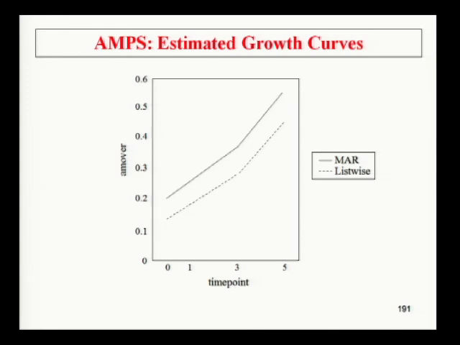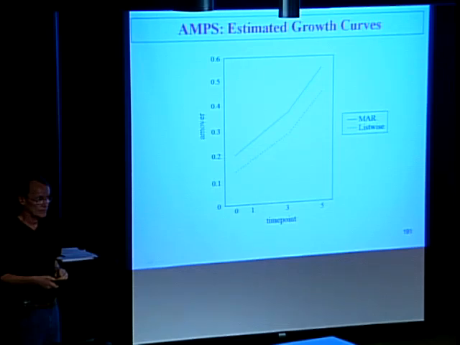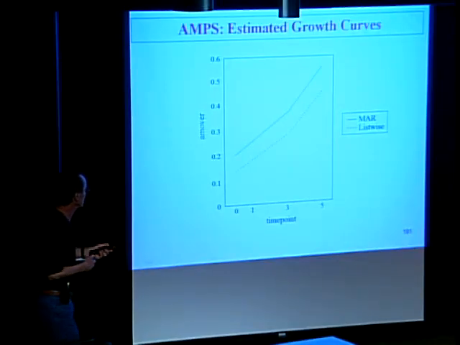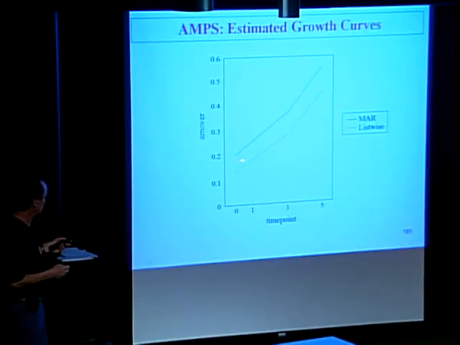MAR contains more useful information, more votes. Who has lower alcohol scores? The people who are missing have higher alcohol scores. Yes, that's right. You're both right.